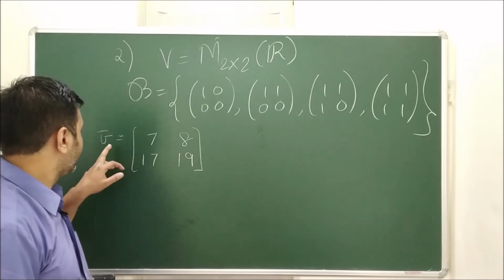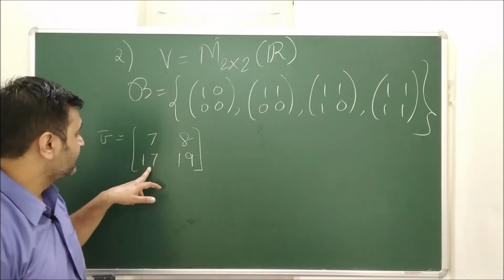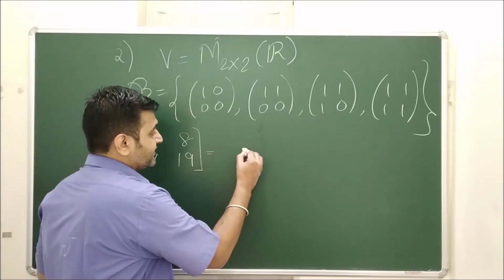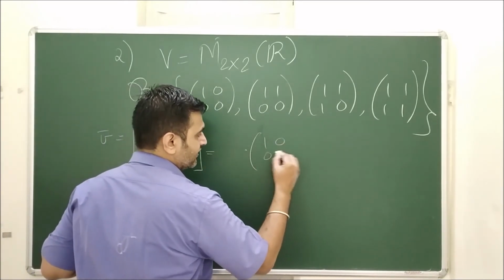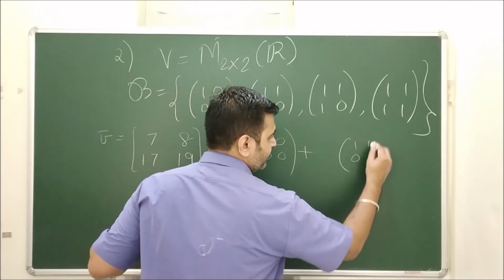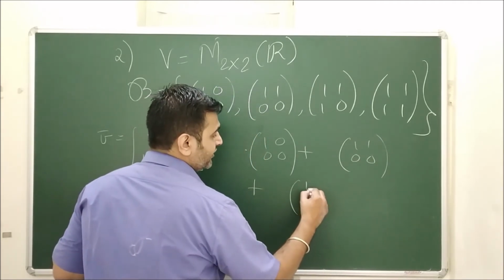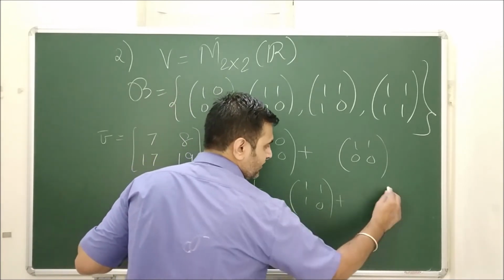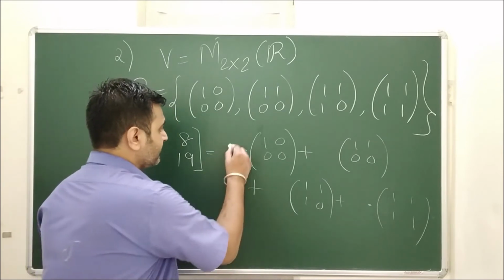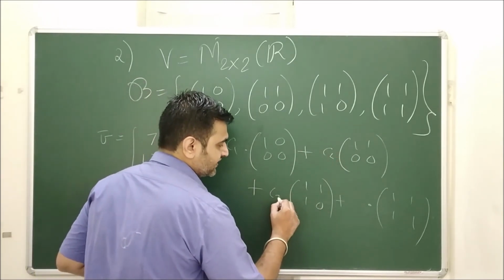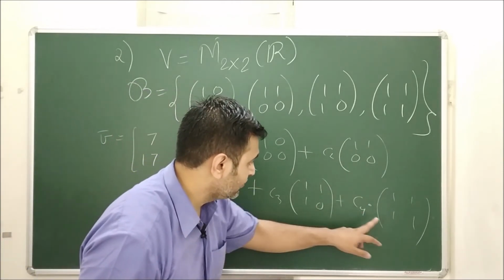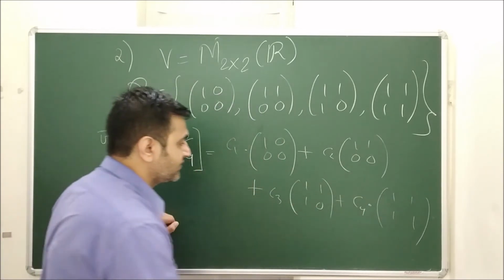Now you take v bar as 7, 8, 17, 19, which is an element of V, and I want to write this as some multiple of the basis vectors. So something into the first one plus something into the second basis vector plus something into the third basis vector and something into the last basis vector. So this will be C1, C2, C3, C4. Now you can see the last component is 0 and here it is 1. So your C4 has to be 19.